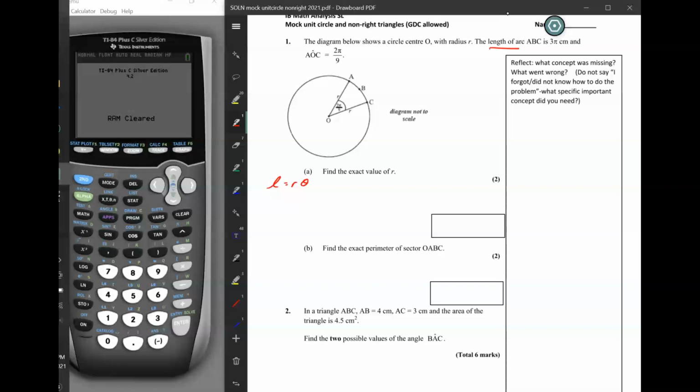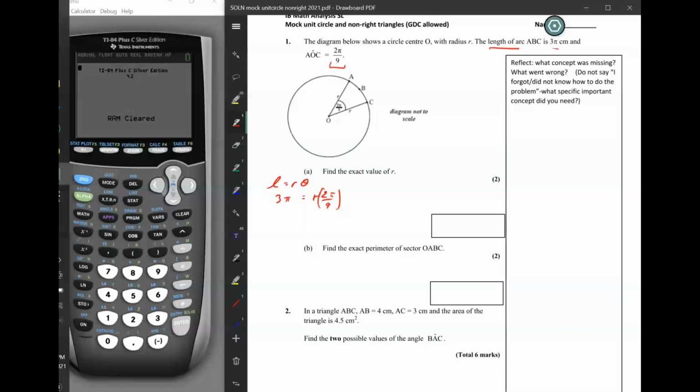Okay, so what we're going to do is put into L the length of arc that they gave us, which is 3 pi, and then we're going to leave r as r, and then put the theta they gave us, which is 2 pi over 9, conveniently already in radians, because remember, the formula L equals r theta only works for radians. If you get a degree value, you need to convert it to radians first.